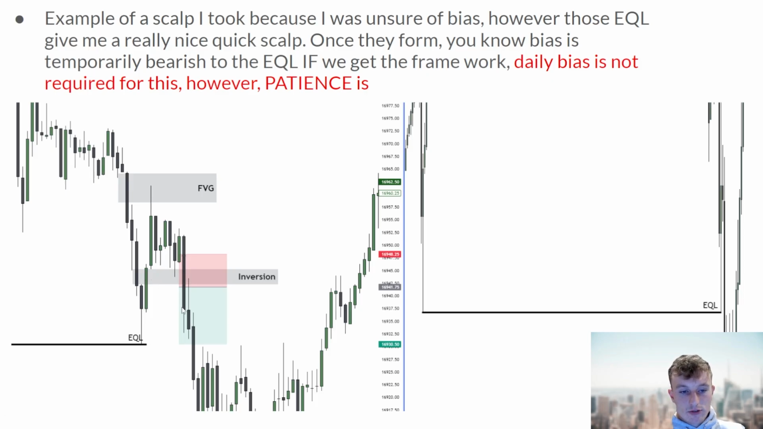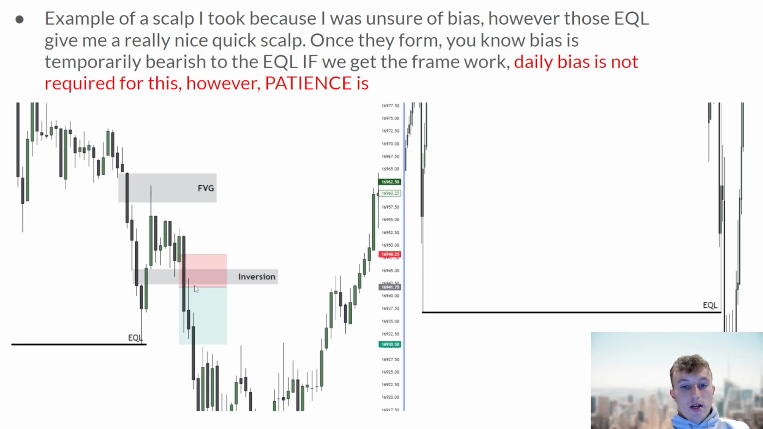So what I did is when we closed below that, I saw, okay, the market closed below and didn't hit these equal lows. And I didn't want to enter the market close because the risk reward was bad here. So I waited for the retracement, and I got a little scalp here, which was almost 2-to-1 R, which is still very good. So daily bias is not required for stuff like this, but patience is, because unless you can be patient enough to wait for a setup like this, you're not going to do well.